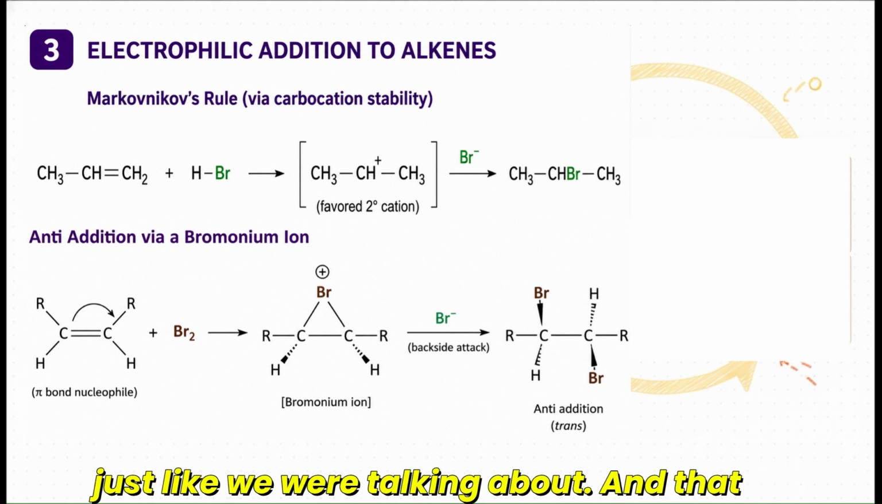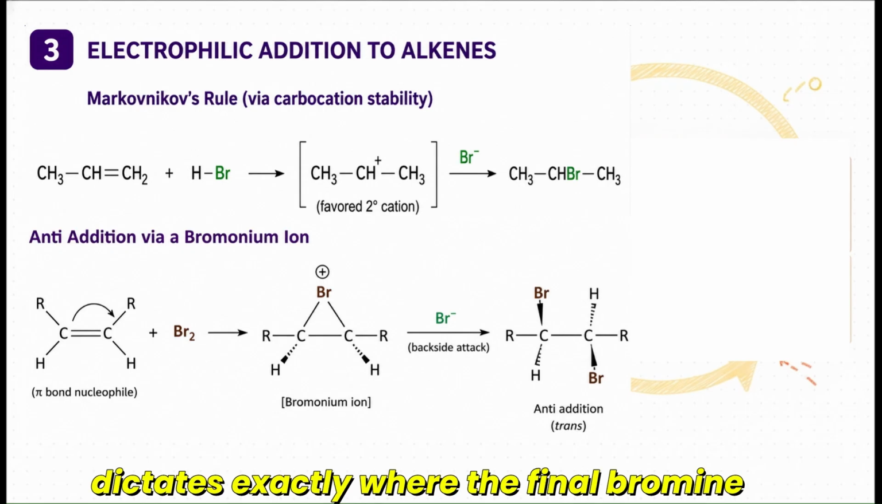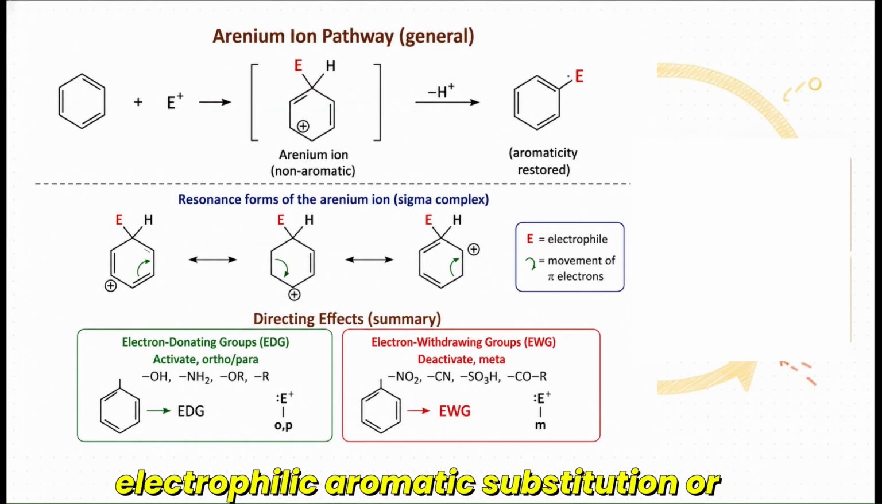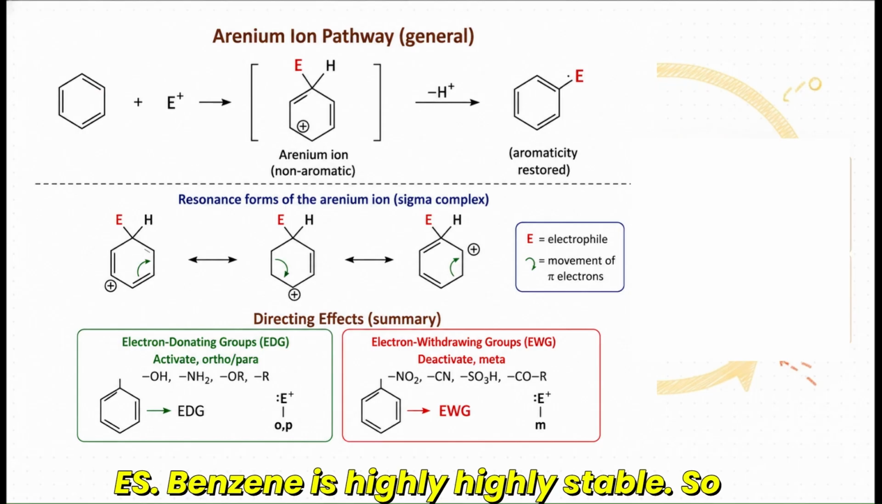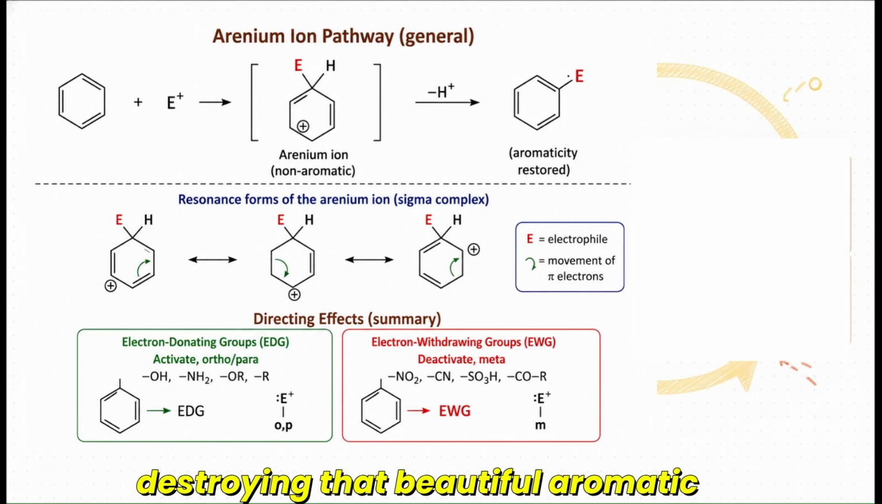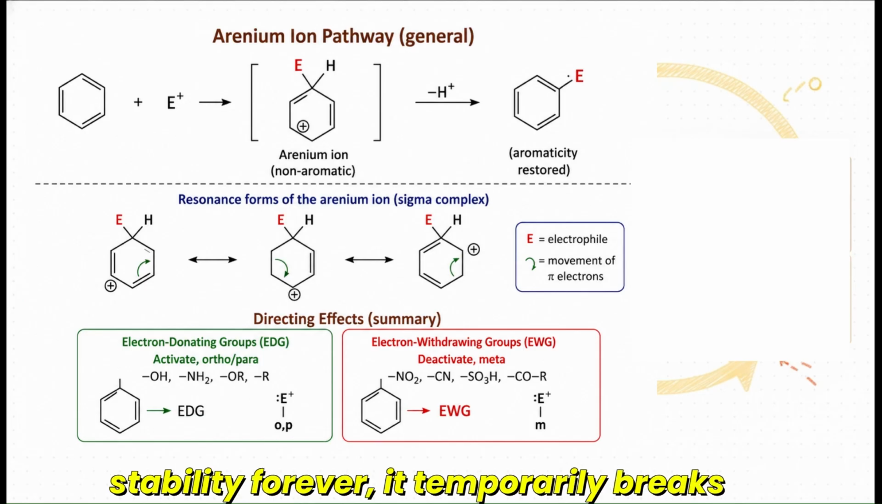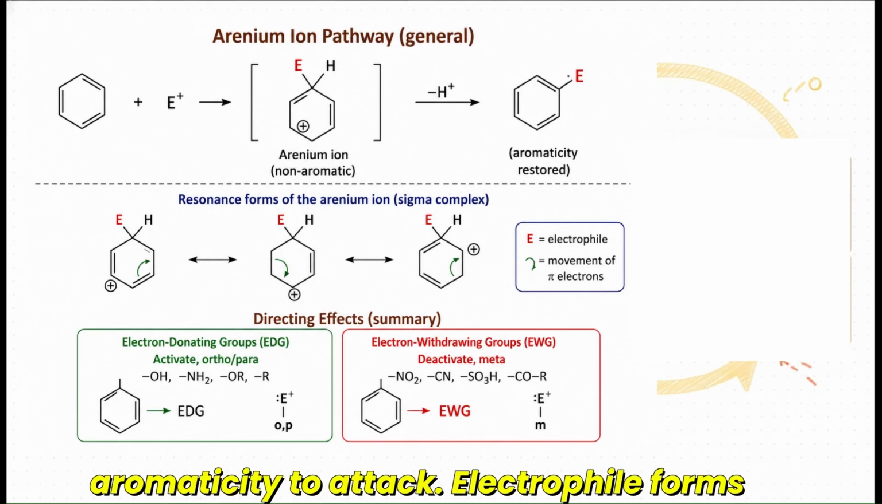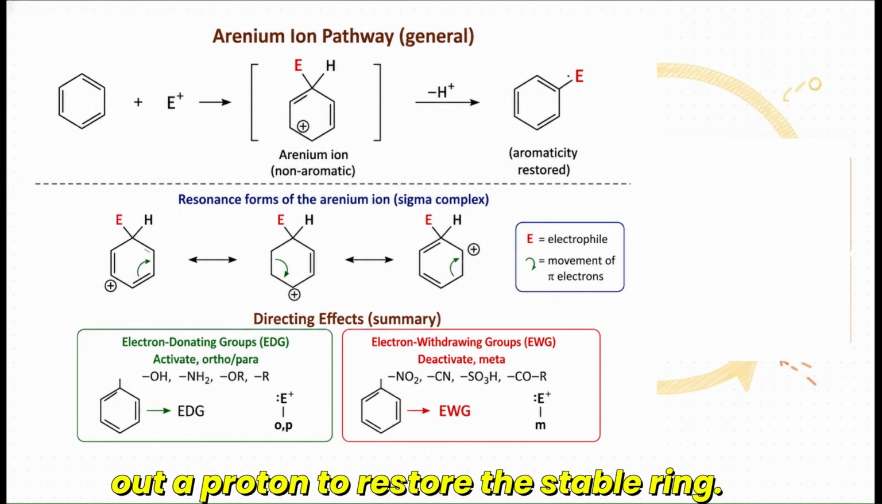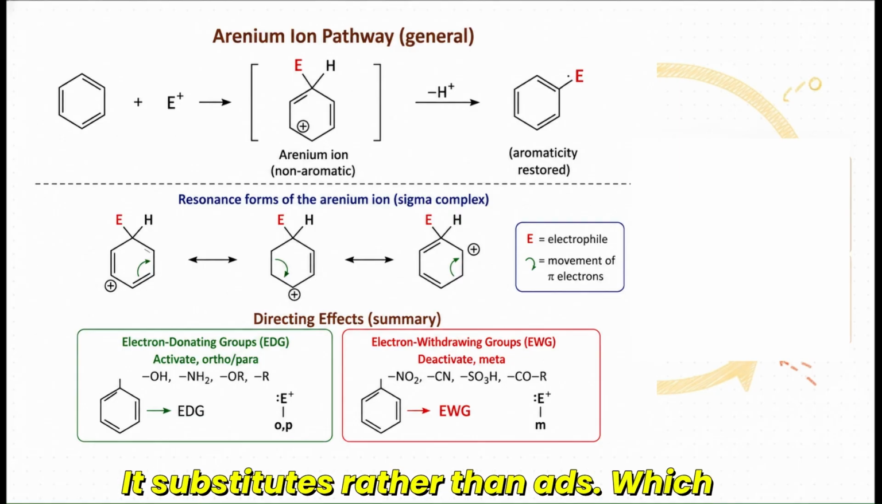And that dictates exactly where the final bromine attaches. But contrast this with electrophilic aromatic substitution, or EAS. Benzene is highly stable. So instead of just adding a group and destroying that beautiful aromatic stability forever, it temporarily breaks aromaticity to attack the electrophile, forms an intermediate, and then smartly kicks out a proton to restore the stable ring. It substitutes rather than adds.